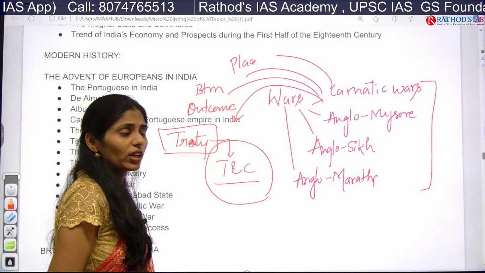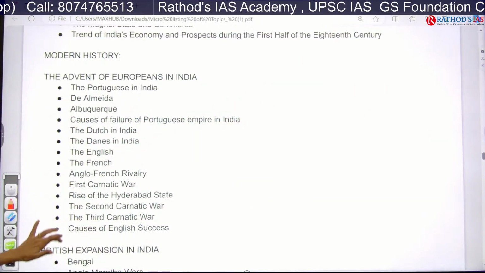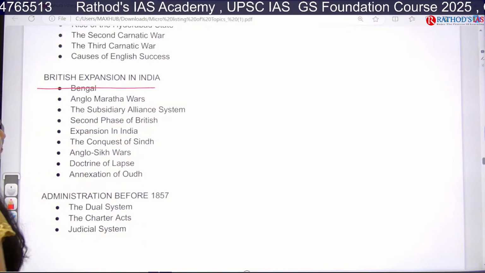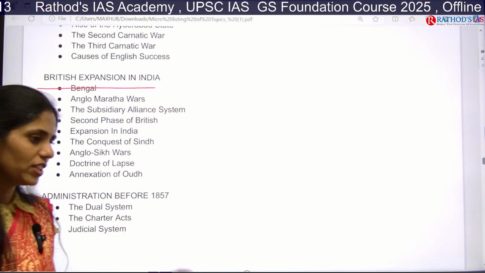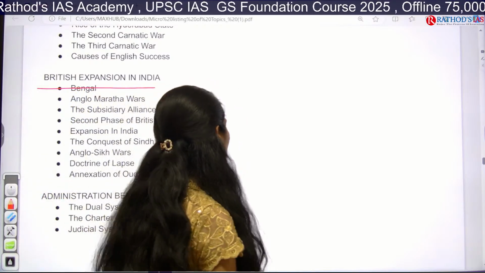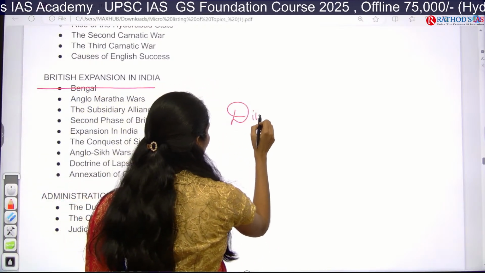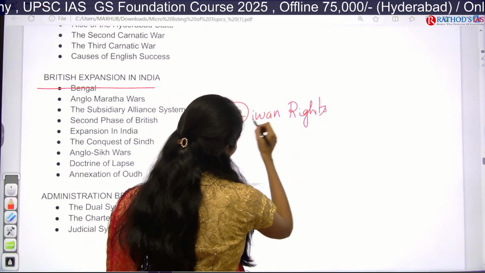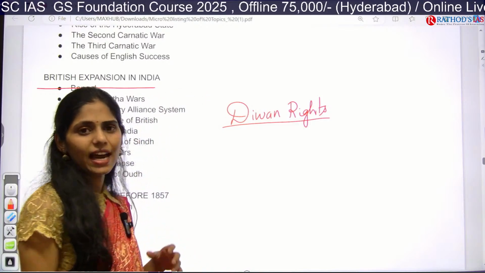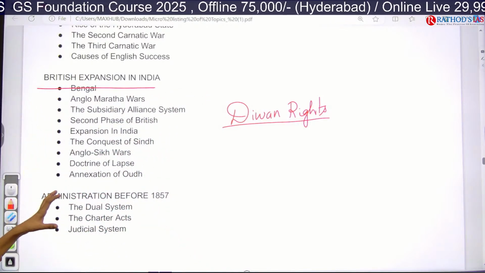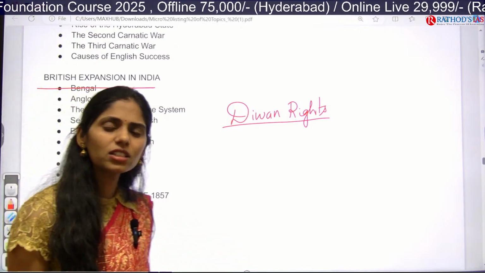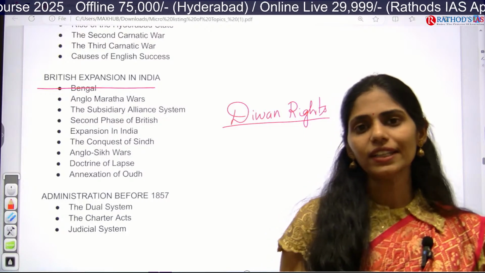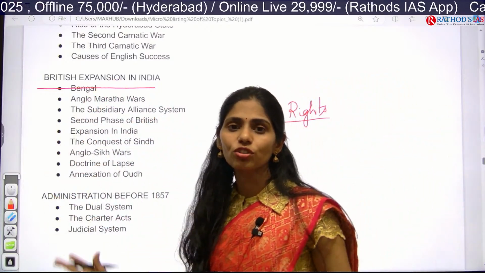Okay, so this is the thing that you have to see. And after that, you have to see how the British started expansion. First of all, they got permission to do trade, that is called Diwani rights. With these Diwani rights, they started trading, especially from Bengal. From Bengal onwards, they started expanding British power. So here you have to analyze what are the reasons that led to the expansion of British power.